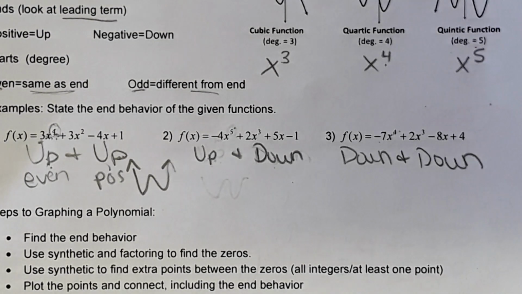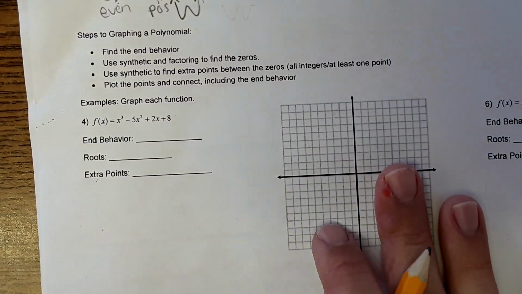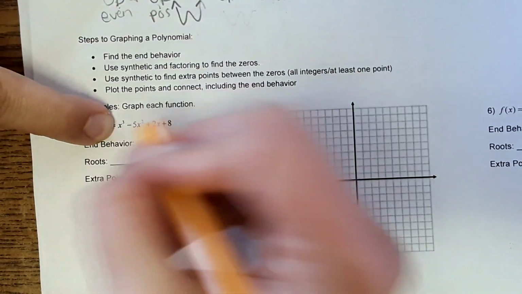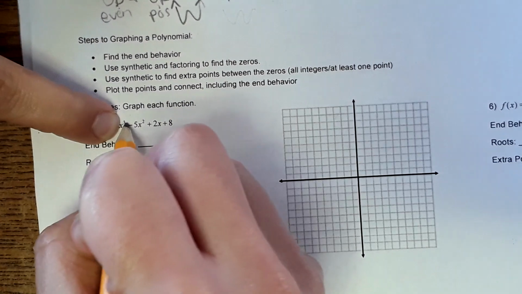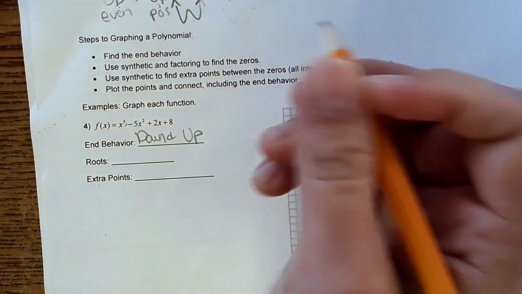Now applying it to the first problem. We have to look at the end behavior first. The leading coefficient is positive, so that would be up. And then the exponent is odd, so that would be different. So we're doing down and up.